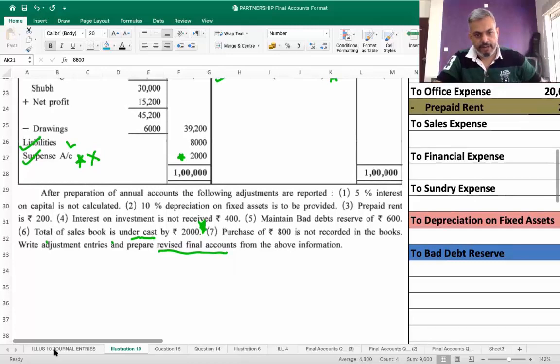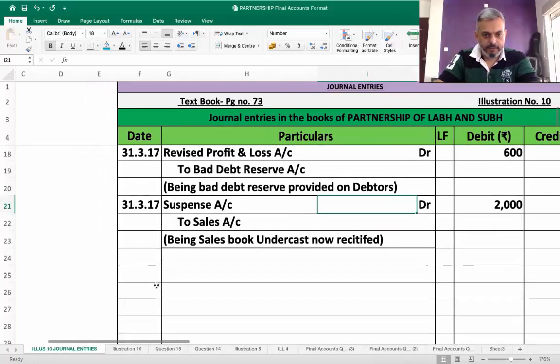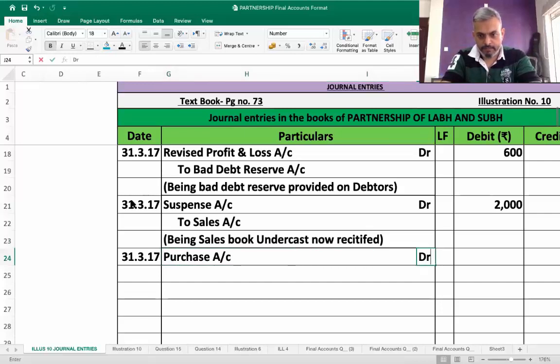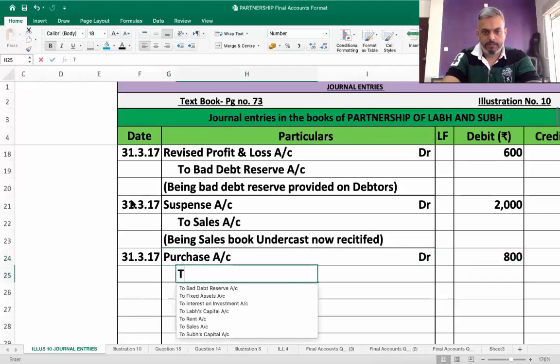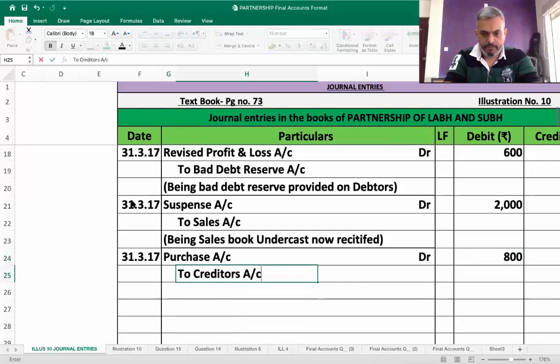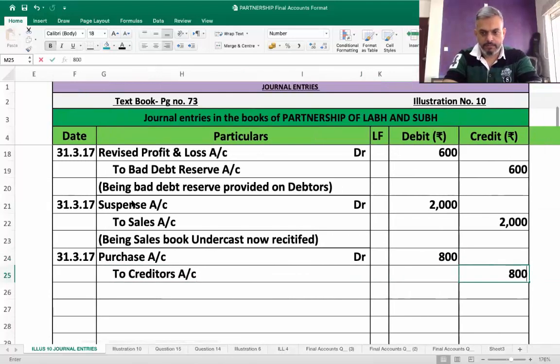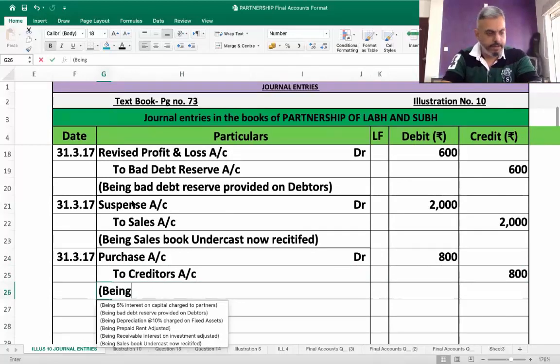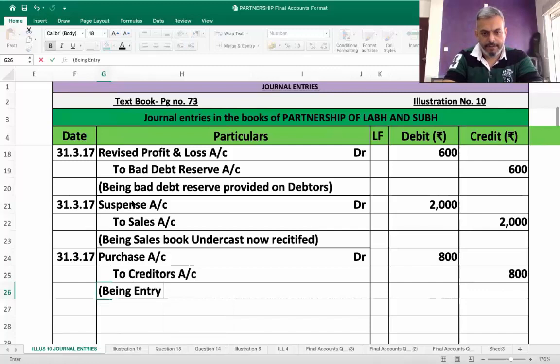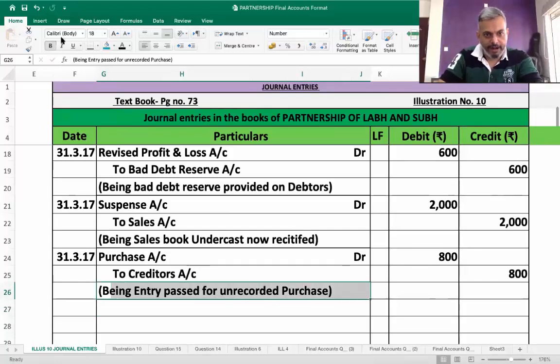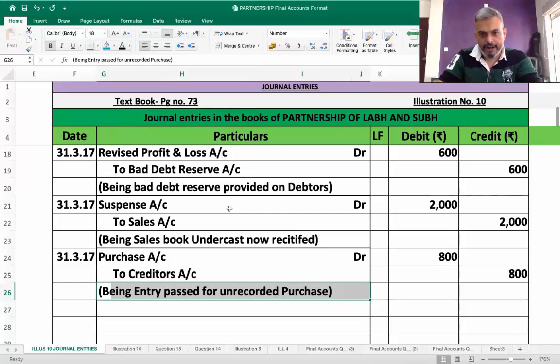Let's write the entry. Entry is very simple. Purchase account debit to creditors account credit. Being entry passed for unrecorded purchase. Narration is compulsory and that is why I'm writing it. If you will not write narration, you will lose marks. Close the entries.